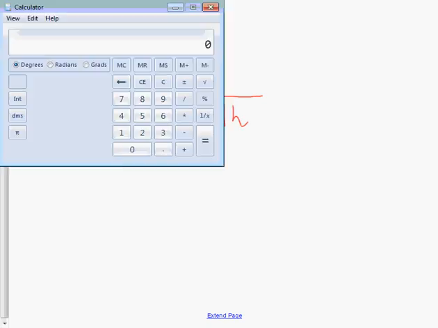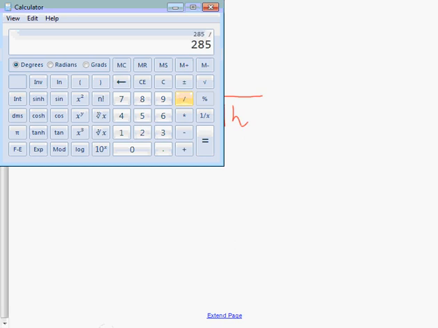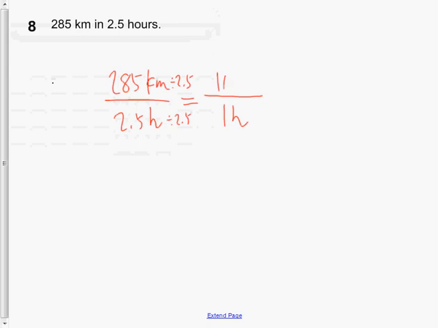Question 8, it says 285 kilometers in 2.5 hours. So 285 kilometers in 2.5 hours. To break it into a unit rate, that's 1 hour. We would divide both the first and second term by 2.5. Use your calculator. 285 divided by 2.5 is 114 kilometers, and therefore the unit rate is 114 kilometers per hour. And again, we drop the 1 hour because it's per hour.